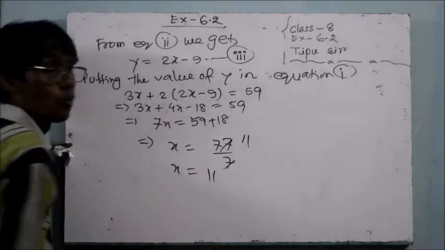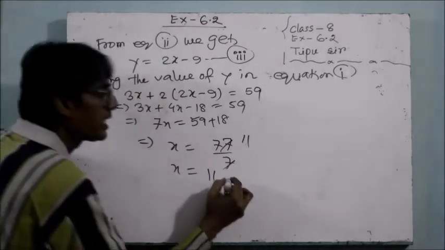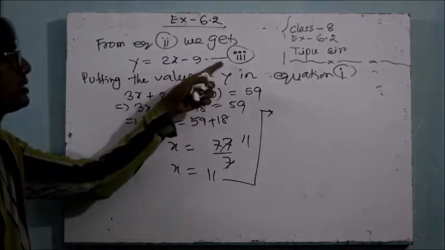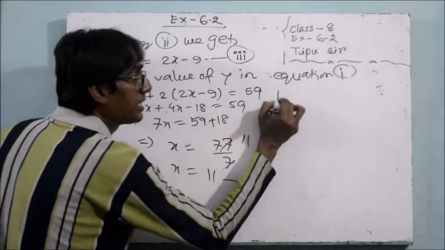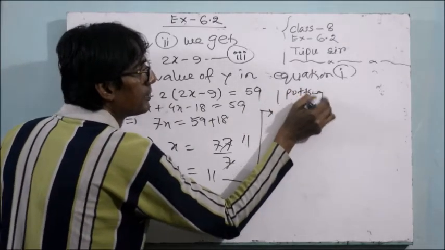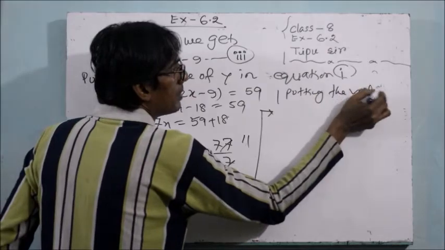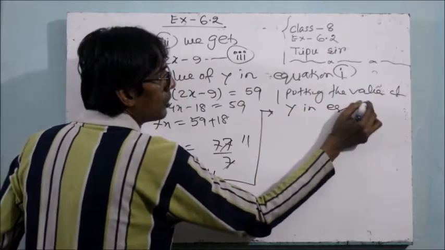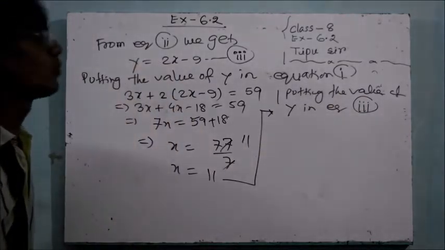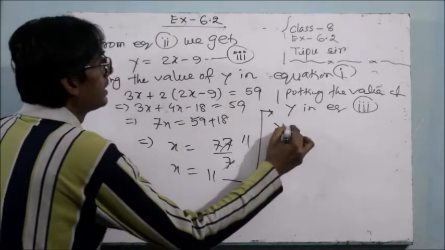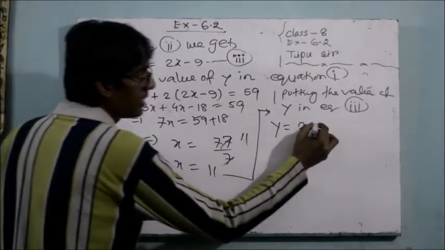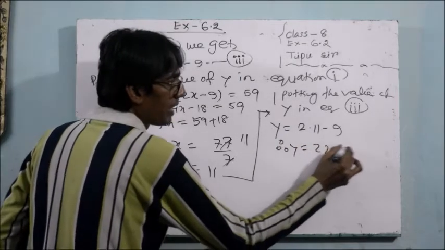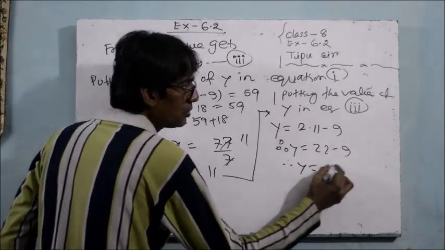That means one number is 11. Now look, how easy, very easy. You just apply the value of x in equation number 3. Look at equation 3, right here. What is equation 3? y equal to 2x, x means 11, minus 9. Therefore, y equal to 22 minus 9. So y equal to 13.